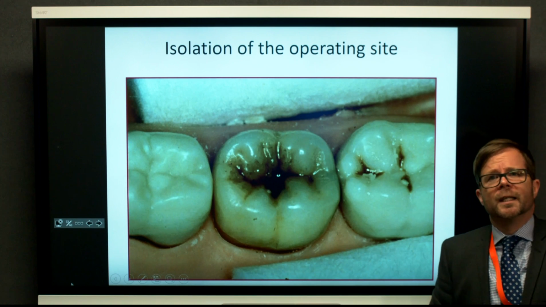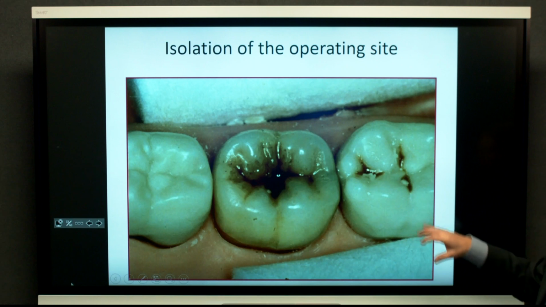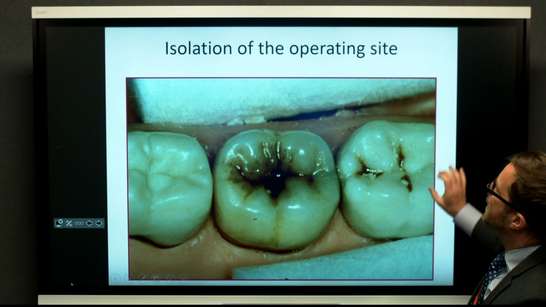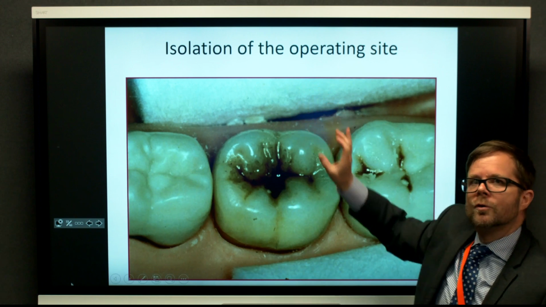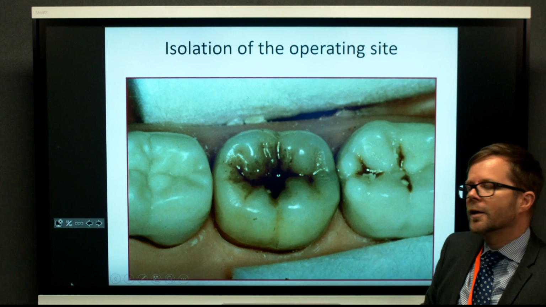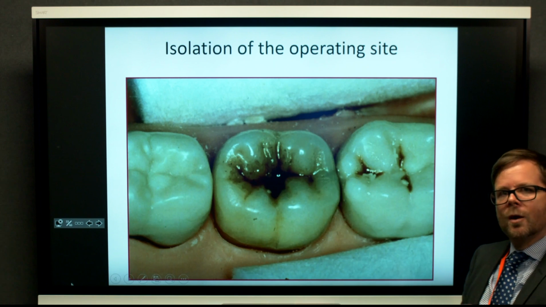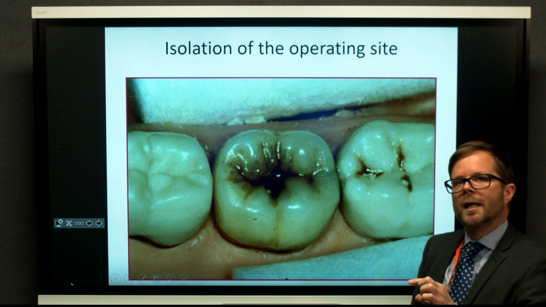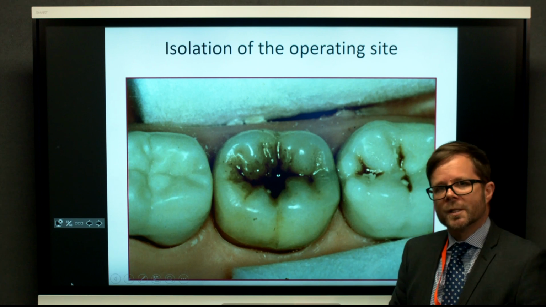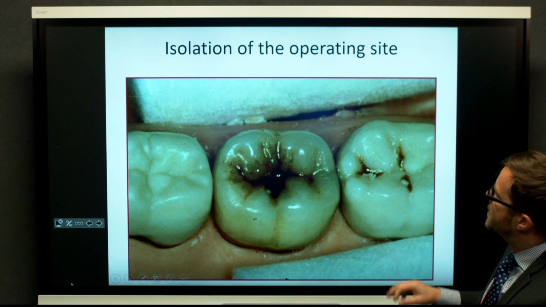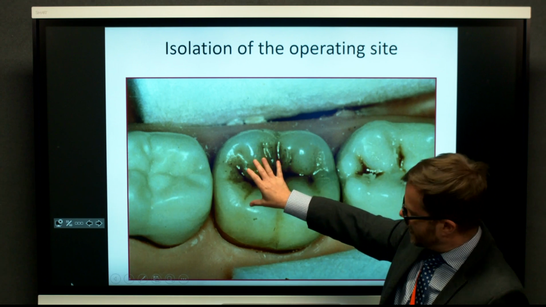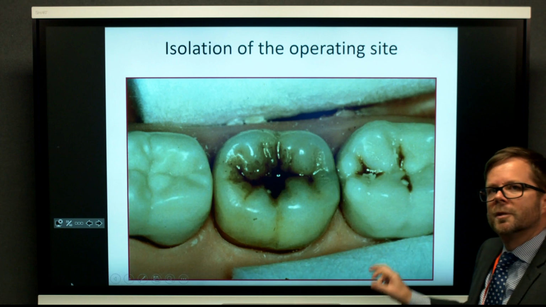So let's have a look at the technique now. The first thing we need to do is to isolate the operating area. And so you can see two cotton rolls used on both the buccal and the lingual side of the tooth. And they can be held in place with your non-dominant hand, or if you have Garmer's clamps, they can be applied for lower teeth. This is the tooth that has the carious or the cavitated lesion, which is to be restored.